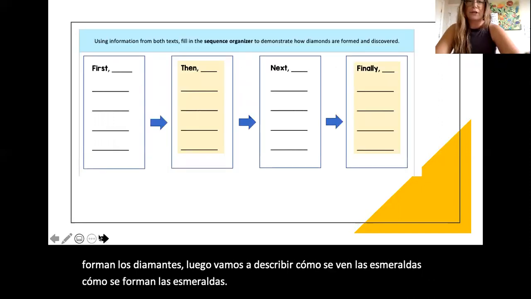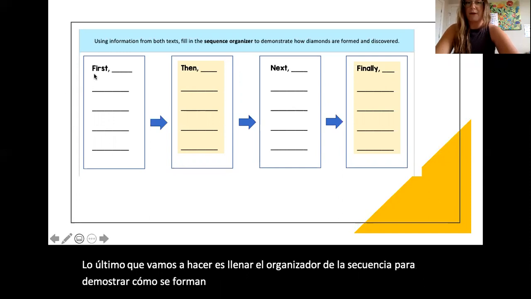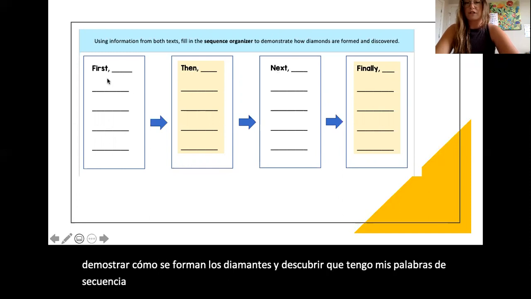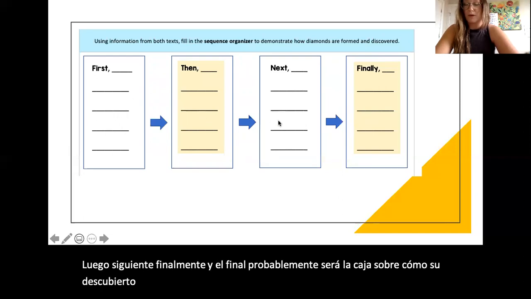The last thing we're going to do is we are going to fill in the sequence organizer to demonstrate how diamonds are formed and discovered. And you see I have my sequence words up here. We're going to write first, then, next, finally. And the finally will probably be the box about how they're discovered, and then the first, then, next will probably be how they are formed. All right?